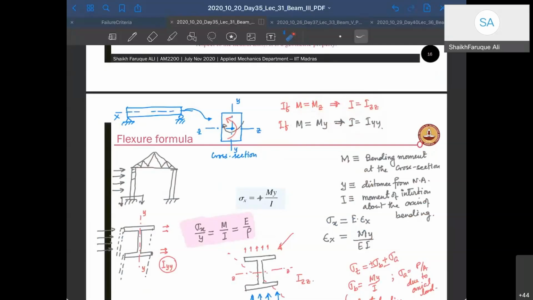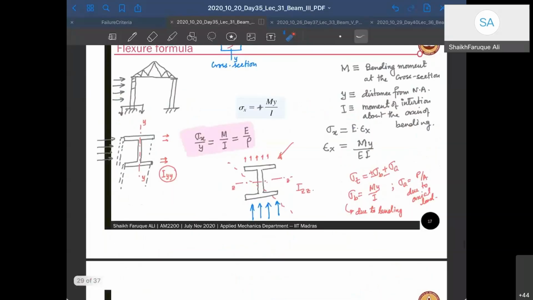Okay, so M is bending moment. So be careful, it's not external moment. It's the bending moment at the cross section. y is the distance from the neutral axis. I is the moment of inertia, and you have to wisely choose your Ixx or Izz or Iyy. Most of the sections will be given to you, and their I will also be given to you.